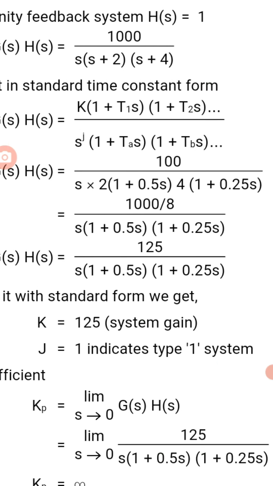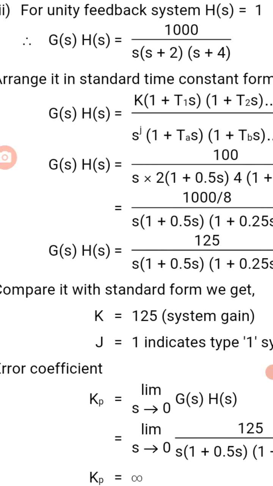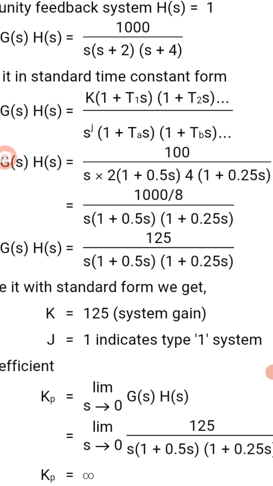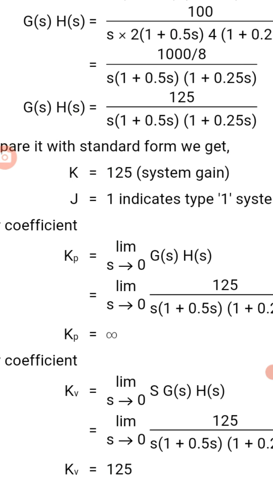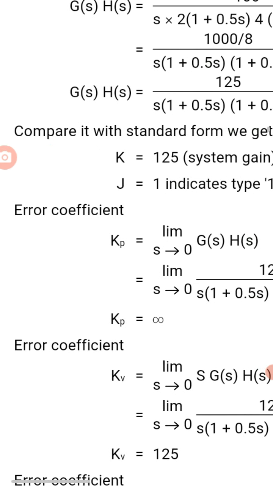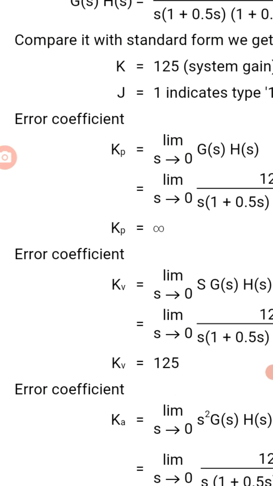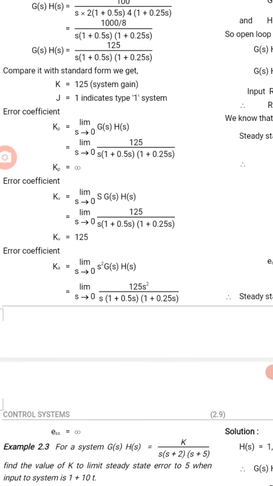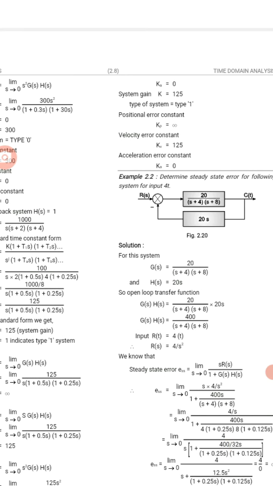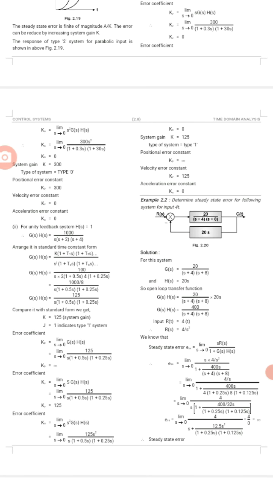Now G of S is equal to 125 upon S into bracket. We simplify it and we get 125 upon S into bracket 1 plus 0.5 S, 1 plus 0.25 S. Compare it with the standard form, we get K is equal to 125, J is equal to 1, which indicates it is a type 1 system, and the error coefficients for a type 1 system are Kp is equal to infinity, Kv is equal to 125, and Ka is equal to 0. So the next part we will learn in the next lecture.